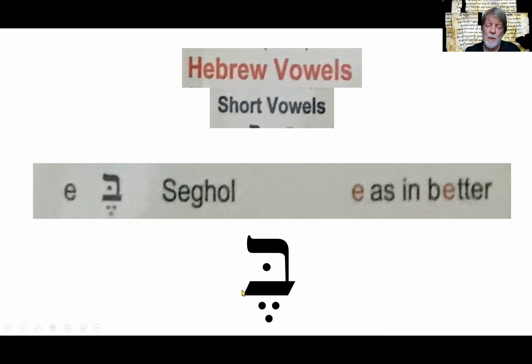Here's what it looks like in print. The model consonant has the dagesh in the middle, so it's bet, and this would be pronounced be. If there was a kamats underneath it, it would be pronounced ba, and if there was a patach under it, it would be pronounced ba. But if you've got 3 dots, that's the E sound, and it's pronounced be.